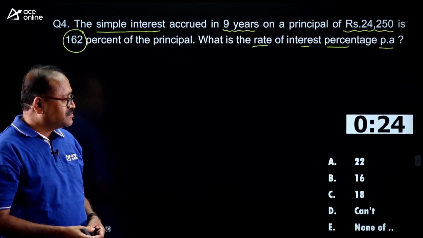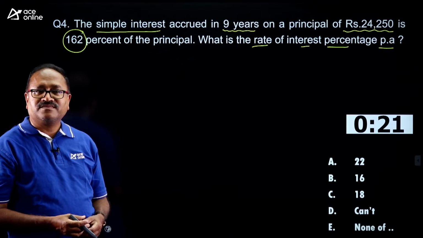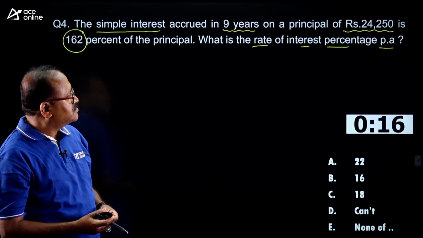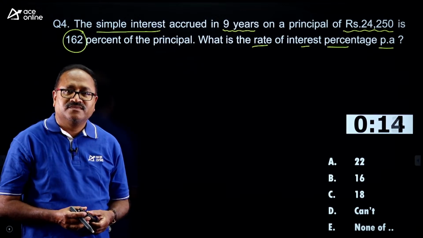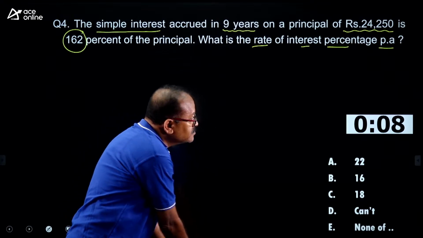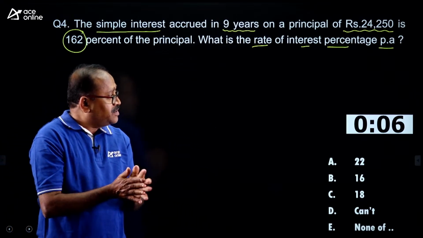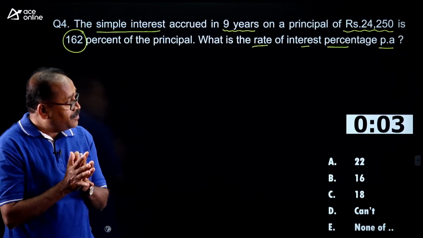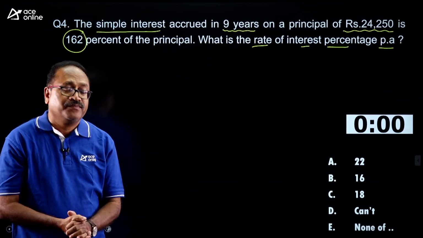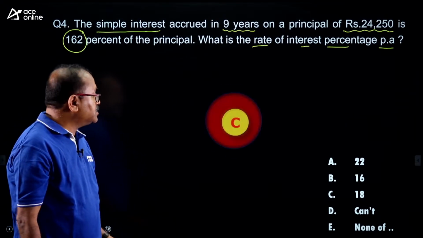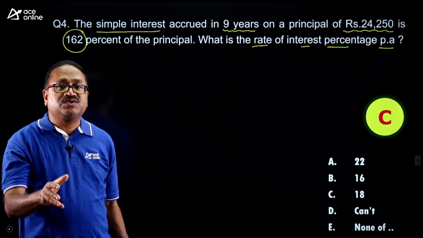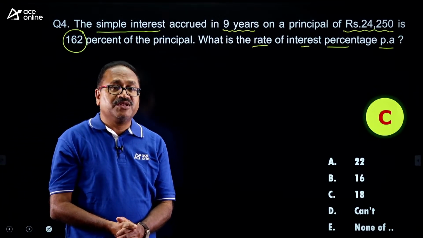Come on. Okay, your time is going up. Over. 2 more seconds, 1 second, and time up. Check your answer. If your option is C, you are correct. But what I wanted to see is whether you have answered it with the correct method or not.